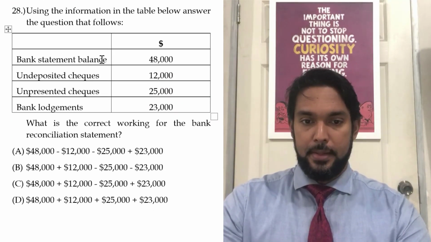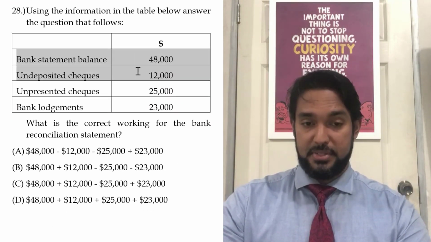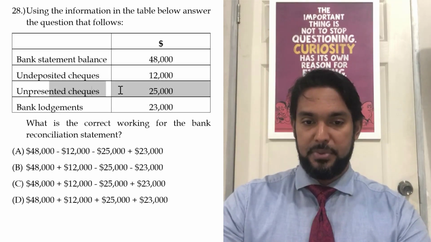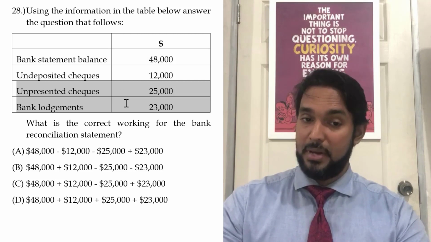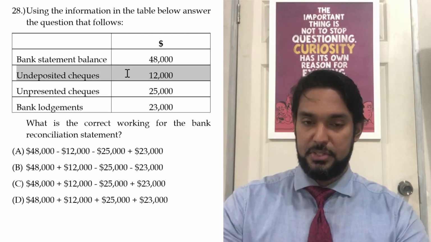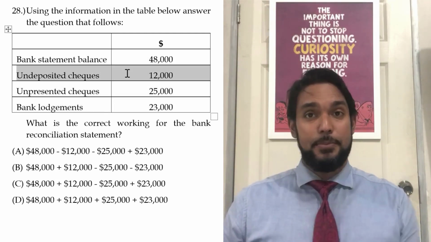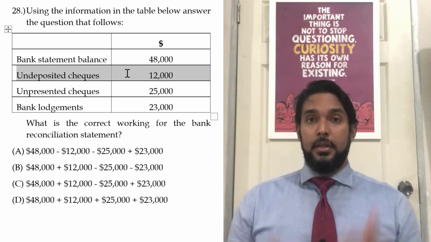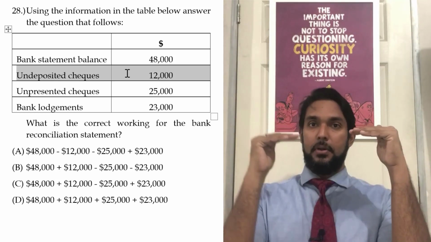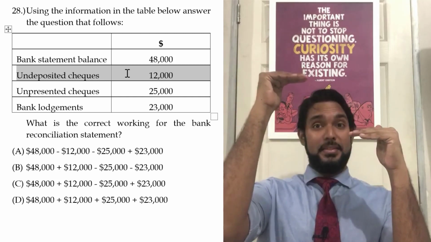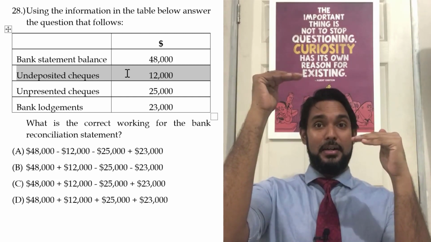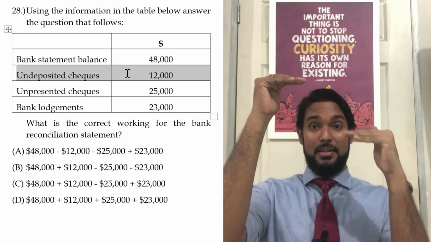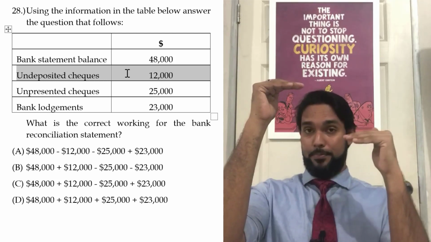Number 28. Bank statement, undeposited checks, unpresented checks, bank lodgements. We talked about unpresented checks already, and bank lodgements already. What about undeposited checks? That's basically the same treatment as for bank lodgements. When we get a check, the cash book goes up. Until that check is deposited in the bank and processed and cleared, the bank statement is not going to go up.